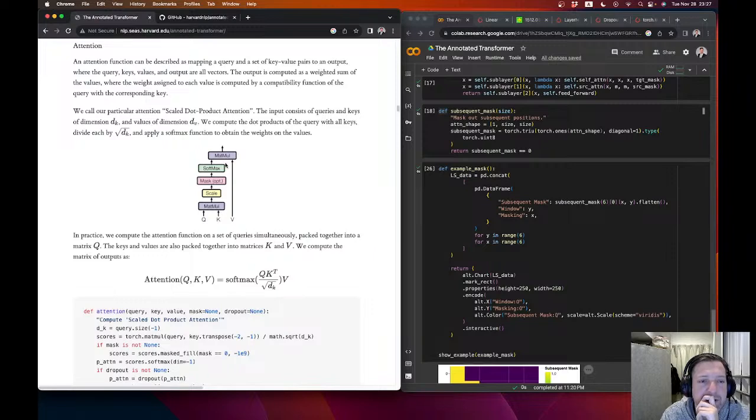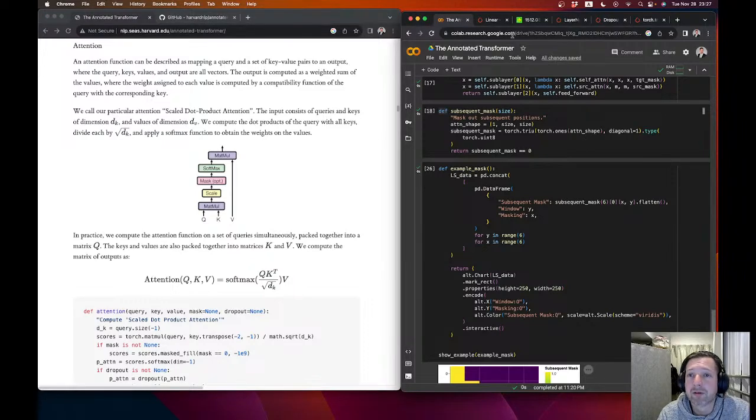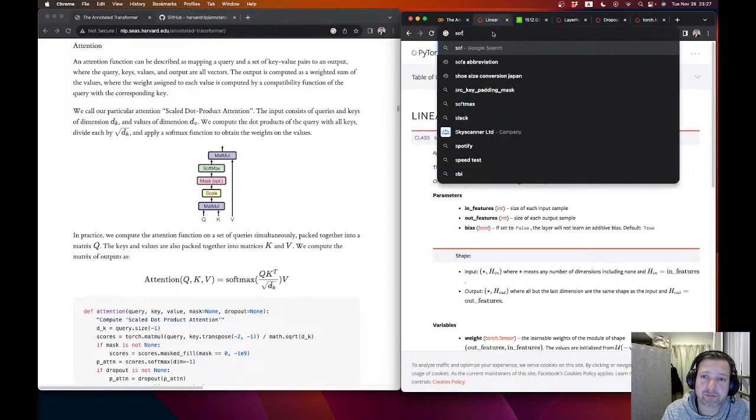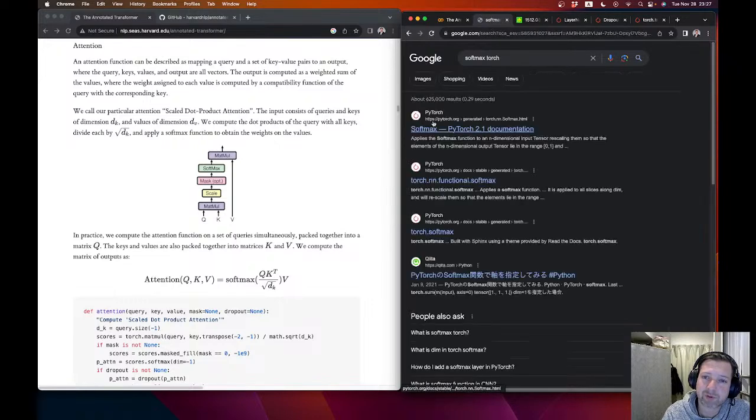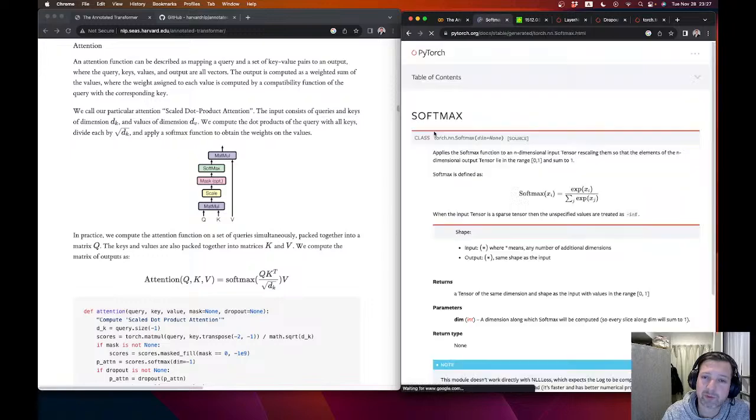Why does it want me to look at torch? But why not? I mean, we've been looking at the torch documentation.